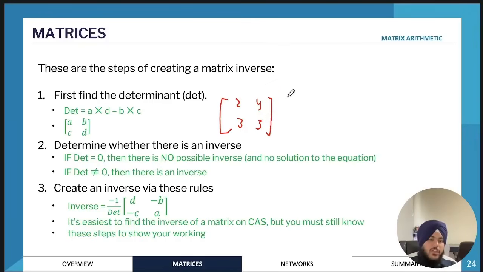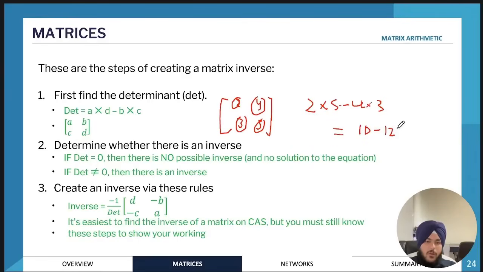So once you've done that, then you can use a formula. The determinant is just A times D, so 2 times 5, minus B, which is 4, times 3. So in this case, the determinant is going to be 2 times 5 minus 4 times 3. So that will be 10 minus 12, which equals negative 2.